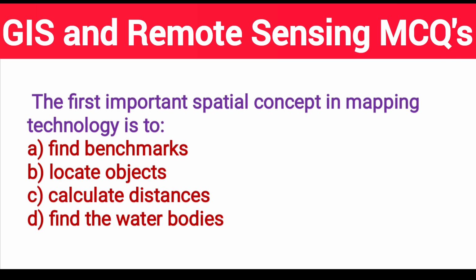Next question, the first important spatial concept in the mapping technology is to option A, find benchmarks. Option B, locate objects. Option C, calculate distance. Option D, find the water bodies. So the correct answer is option B, locate objects.